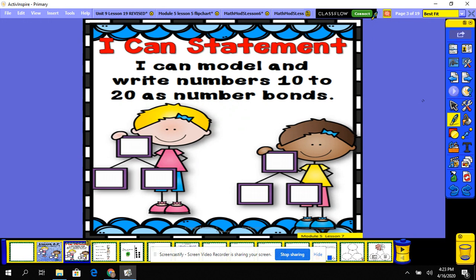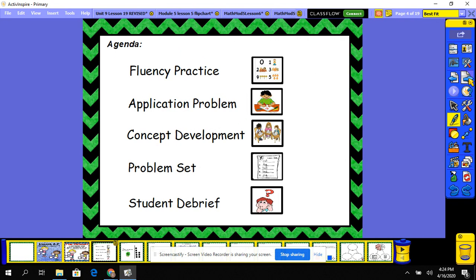We're going to use our teen numbers, the Say 10 way, and our Hide Zero cards and number bonds to reach our learning target that says, I can model and write numbers 10 to 20 as number bonds. Before we do that, we're going to look at our fluency and go over some things we've already done. We're going to work a problem all together, and then we'll get into making number bonds using our teen numbers.